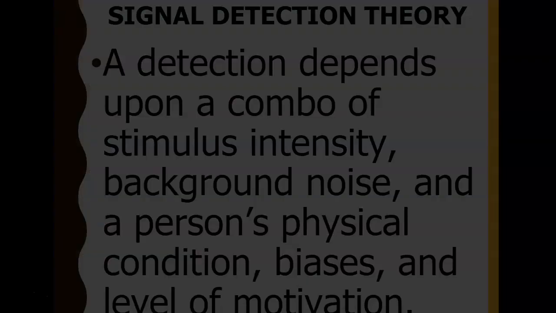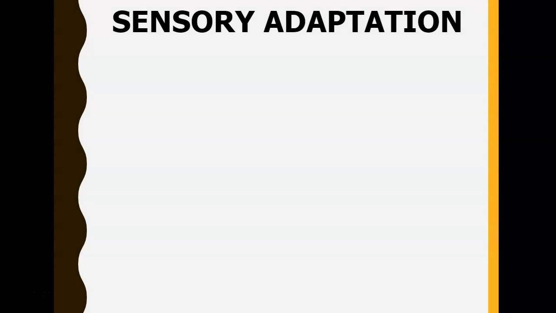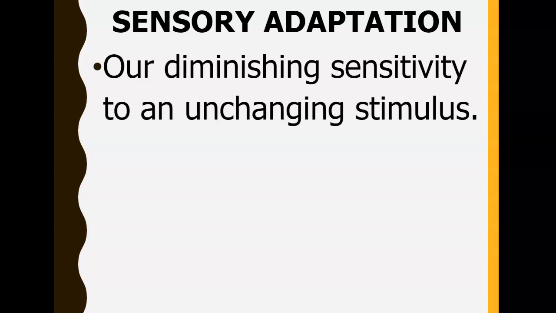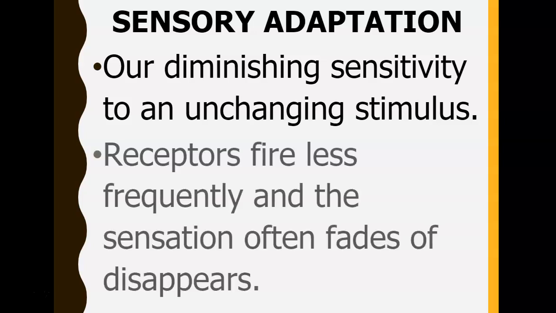Lastly, let's look at sensory adaptation, okay? Sensory adaptation. You guys have probably experienced this quite often. You just maybe didn't know that there was a term for it. And this is our diminishing sensitivity to an unchanging stimulus. Our receptors fire less frequently, and the sensation often fades and disappears. So after constant exposure to a stimulus, our nerve cells are firing less frequently, and so we get used to the stimulus.